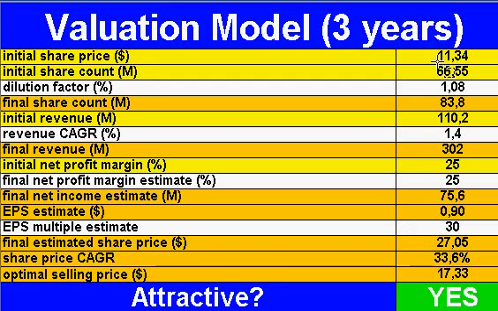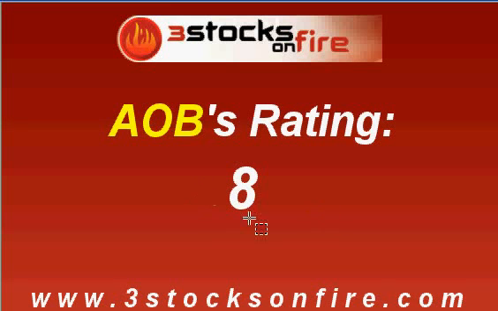With all this computed in the model, it gives me a final estimated share price of $27.05 for late 2009, and a share price compound annual growth rate of 33.6%, which I consider attractive. Anything above 16% is attractive for me. And the optimal selling price would be 17.33. This is the price at which the stock would start returning less than 16%, given this fundamental landscape. So this is an attractive stock. On a 1 to 10 scale, I give it an 8.